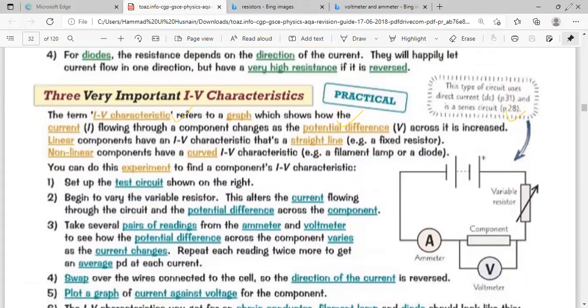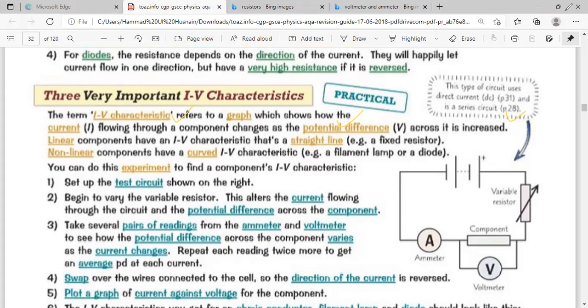The term IV characteristic refers to a graph which shows how the current I flowing through a component changes as the potential difference across it is increased. What does IV characteristic mean? IV characteristic is basically a graph between current and voltage. And what does it show? It shows the variation of current with voltage. That if the voltage is increasing or decreasing, how the current will increase or decrease, right? Have you got it? Yeah. So okay, now moving forward.